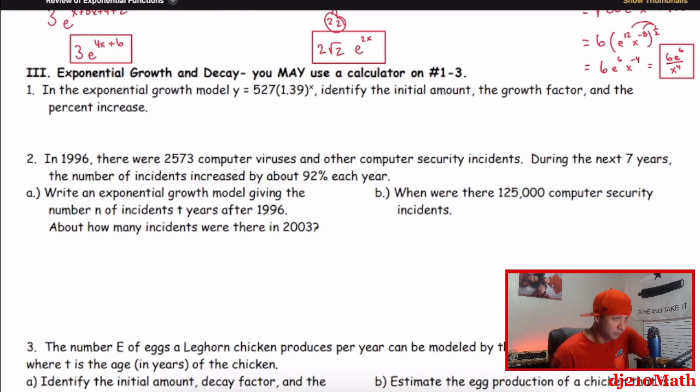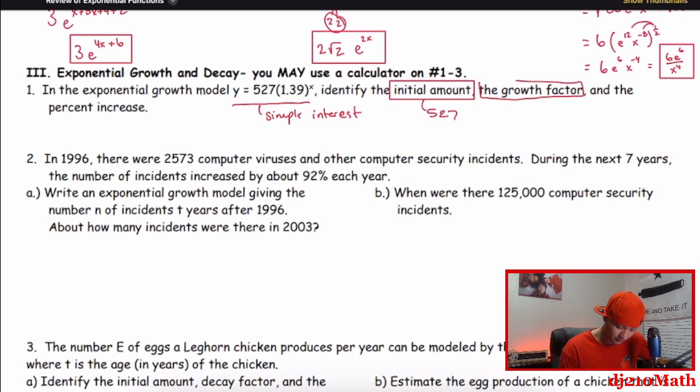In an exponential growth model, the model you see here, right? This is simple interest, right? Not compound interest, just basic interest. We want to identify the initial amount. So the initial amount is going to be 527. The growth factor, that's the part that has the exponent, right? So 1.39, that's the growth factor, right? The whole part inside of the parentheses. And then the percent increase.